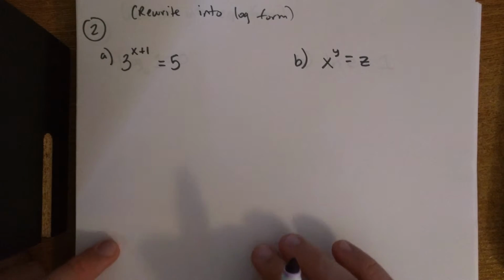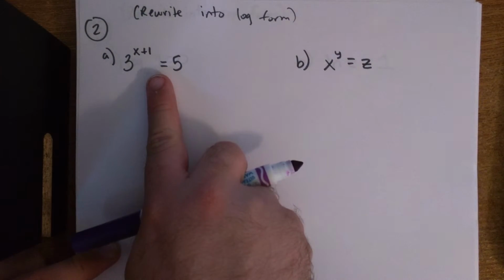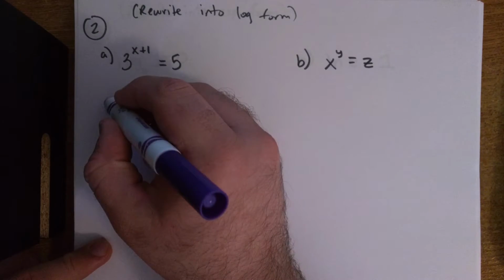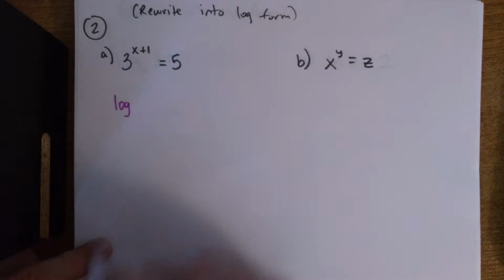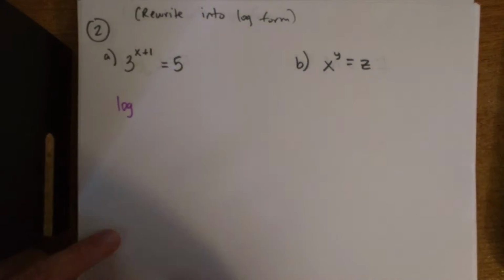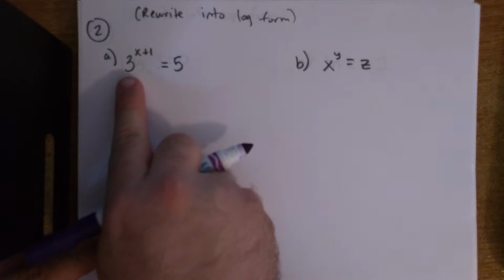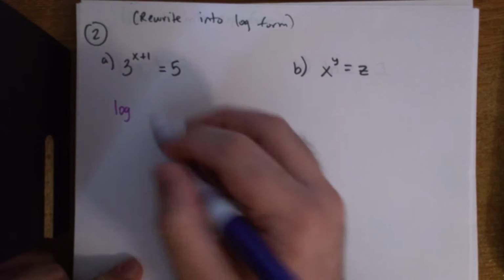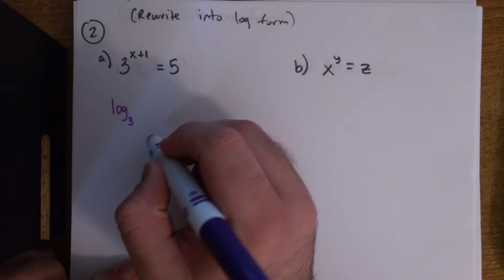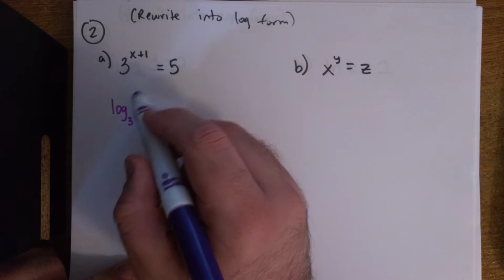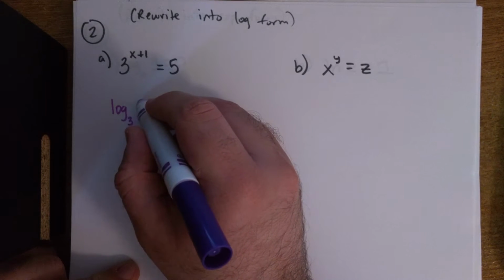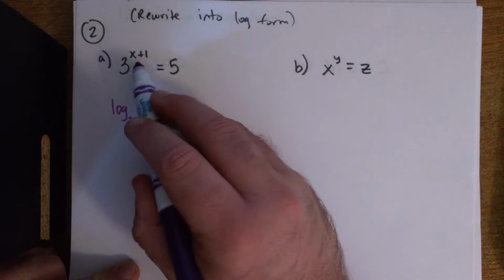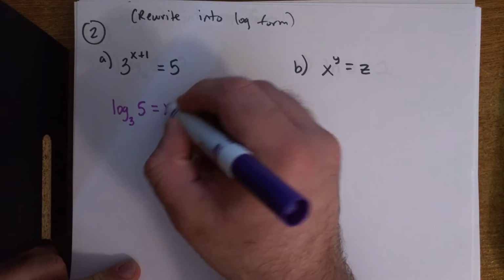Alright, you need to be able to rewrite into log form. So right now it's in exponential form, and the way I would do this is write the word log if you're going into log form. The base of your logarithm is just whatever's being raised to the power, in this case of x plus 1. So in this case 3 is the base of the log. And then the other side is the big number here. So you have the little 3, that's your base 3, and then you have 5. And then you set it equal to the exponent, which is x plus 1.